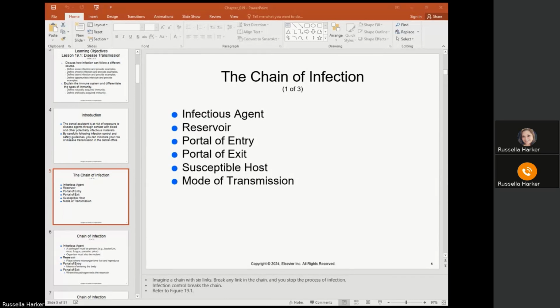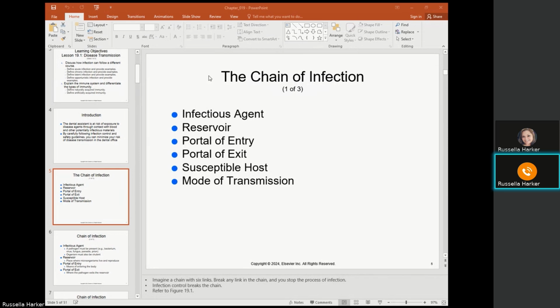Hello, today we're going over Chapter 19 in the MDA book. We're starting with the chain of infection. So with the chain of infection, you have an infectious agent, a reservoir, a portal of entry, a portal of exit, a susceptible host, and a mode of transmission. So what are those things? Those are the 6 things.